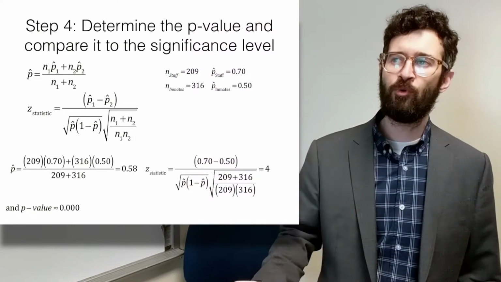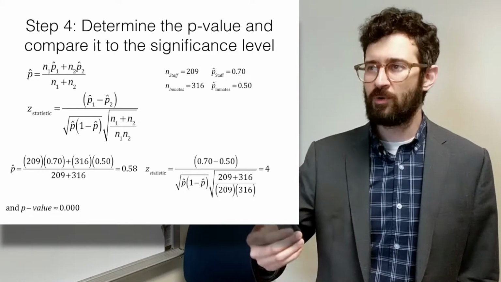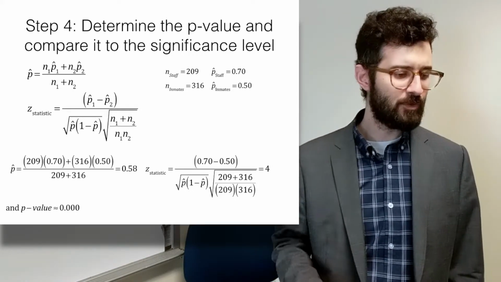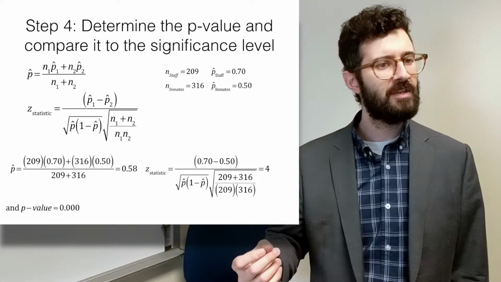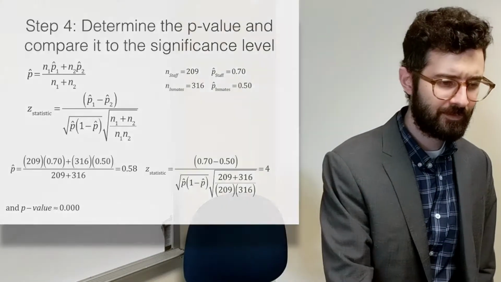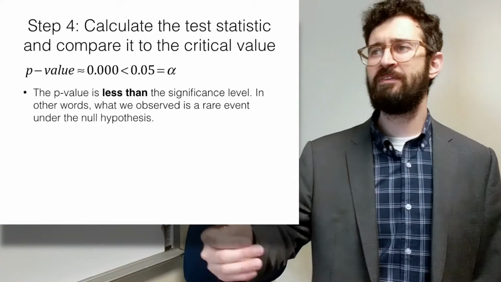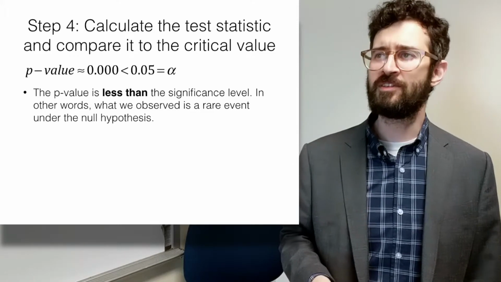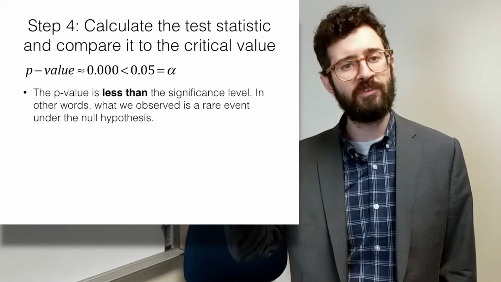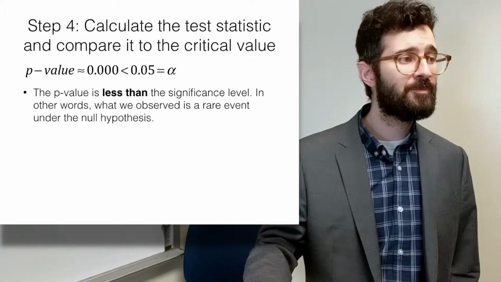We then go on to step 4, where we determine the p-value and compare it to the significance level. So we go to SPSS and we calculate our p-value, which in this case equaled 0.000. It was so small that SPSS just reported 3 zeros. We then compare it to our significance level. So since the p-value, which is approximately equal to 0.000, is less than 0.05, we know that what we've observed in real life is actually a rare event under the null hypothesis.